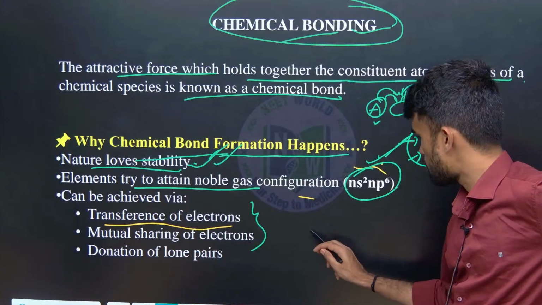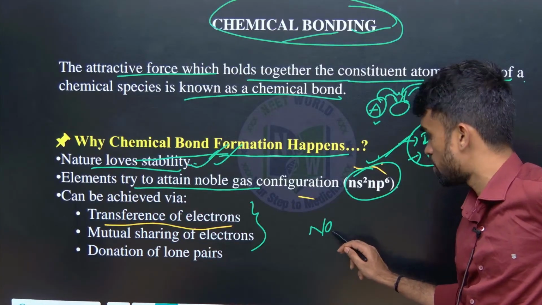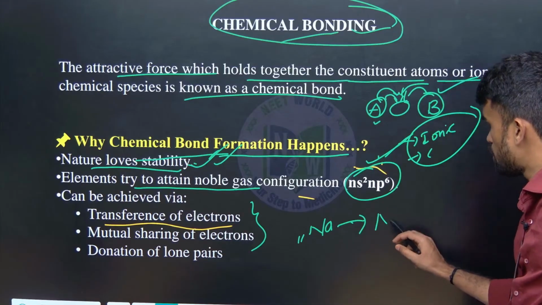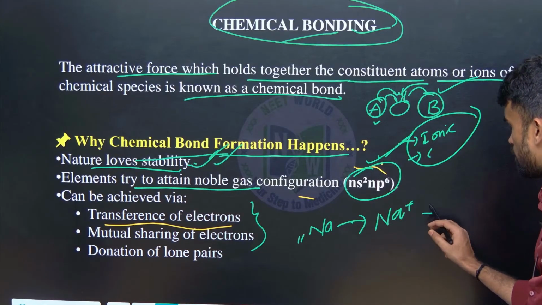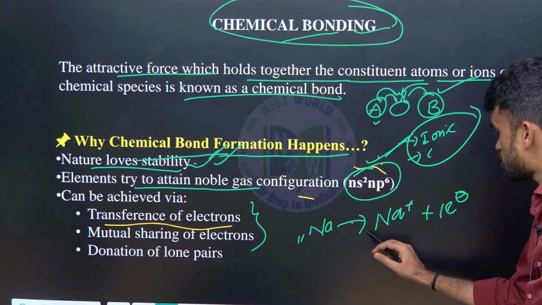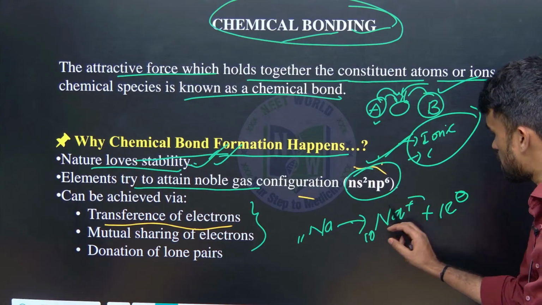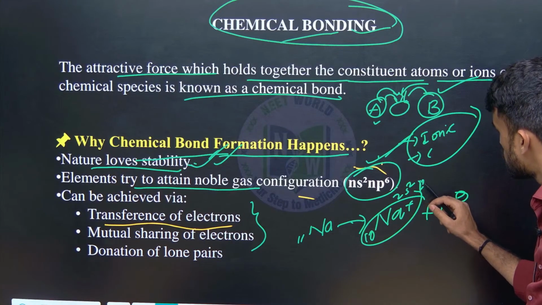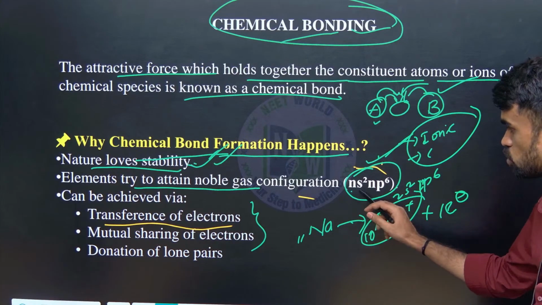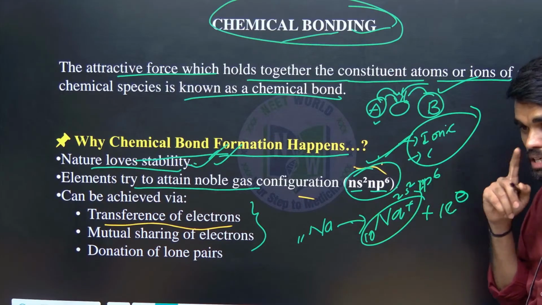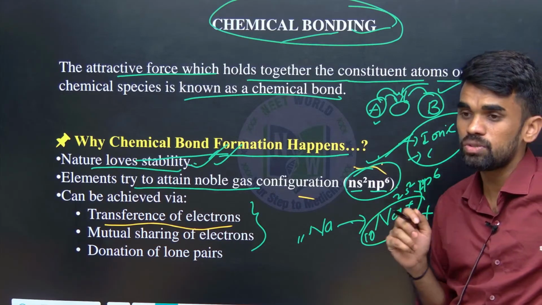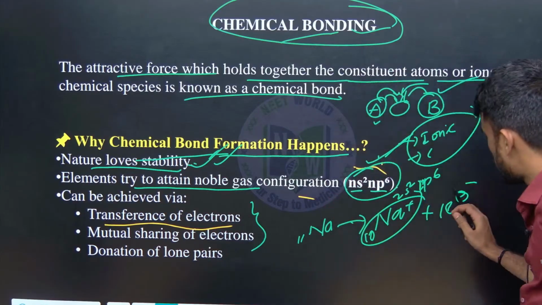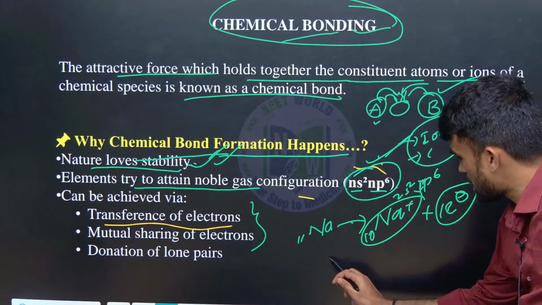For example, we have alkali metals like sodium, having 11 electrons. By losing one electron it becomes Na+, now having 10 electrons, with 2s2 2p6 electronic configuration, which is a stable configuration corresponding to neon gas configuration. The electron lost here will be taken by, for example, chlorine.